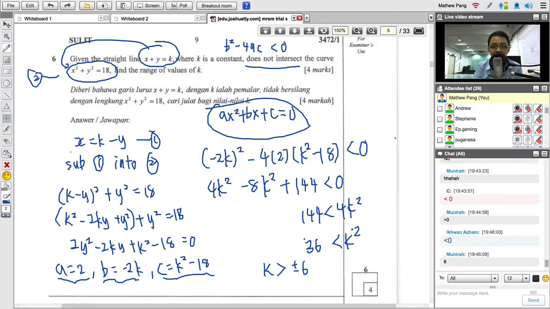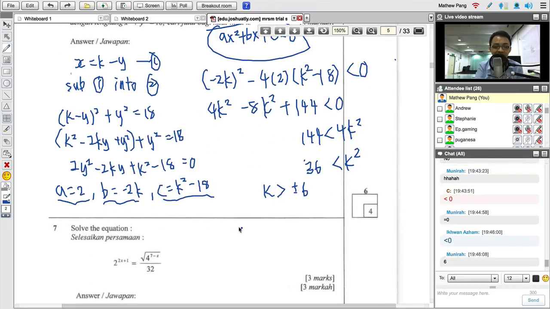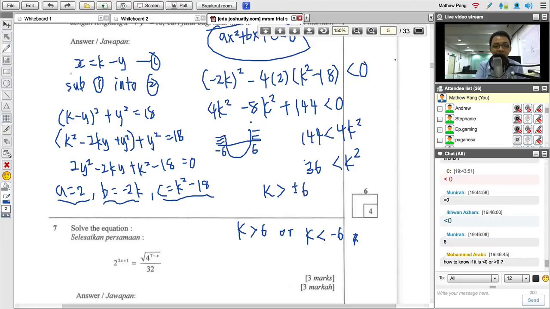They ask you to find the range of k. So basically, we get two ranges because it's bigger than positive negative 6, right? So k will be bigger than 6 or k will be less than negative 6. You get two answers because of this diagram. Less than or bigger means outside, right? So you will get 6 and negative 6. This one goes in this direction, so k will be bigger than 6. This one goes this direction, k will be less than negative 6. Alright, this is how we do a question like this.